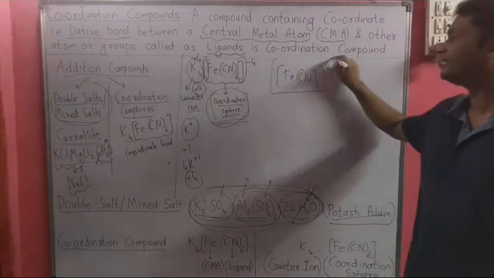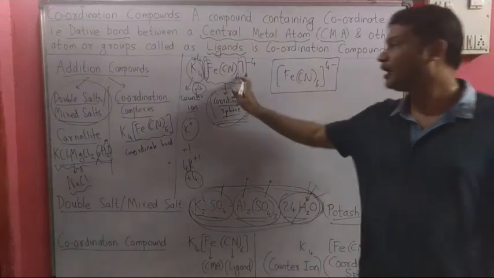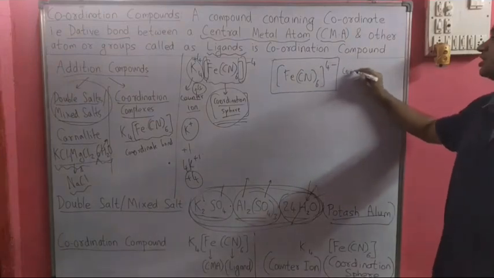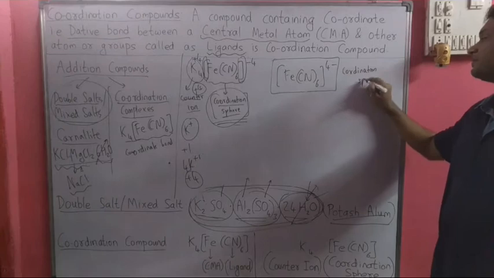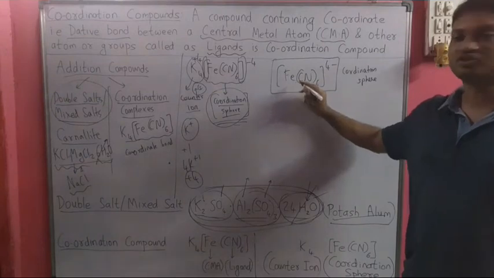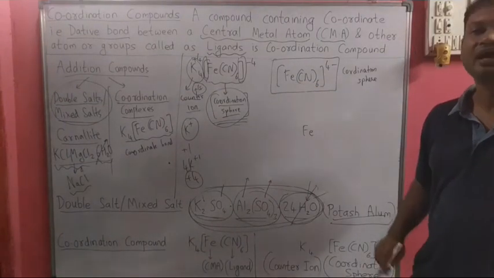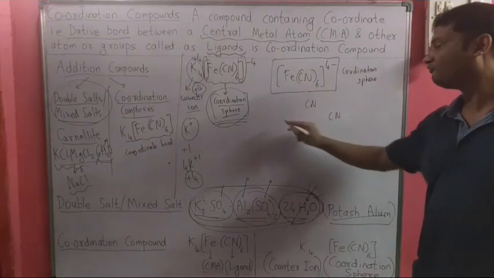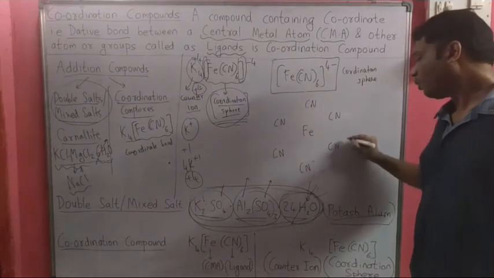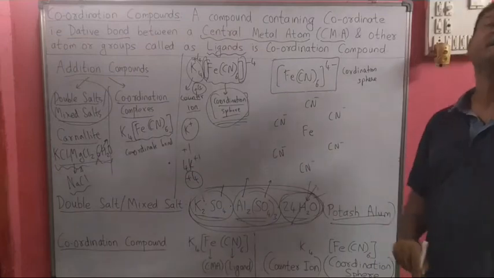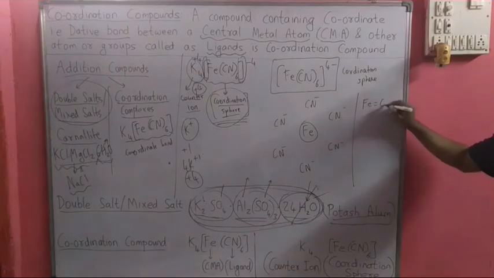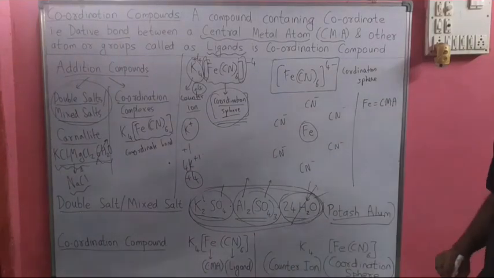So here in K4[Fe(CN)6] in square bracket we will have the [Fe(CN)6]4-. This is the coordination complex. So this is our coordination sphere, we can say, or coordination complex. In this we will have coordinate bonds between the metal atom, which is iron, and cyanide, which are giving off the coordinate bond. So cyanide CN-, they will give 1 electron pair each to the central metal atom. Fe here is called as central metal atom.